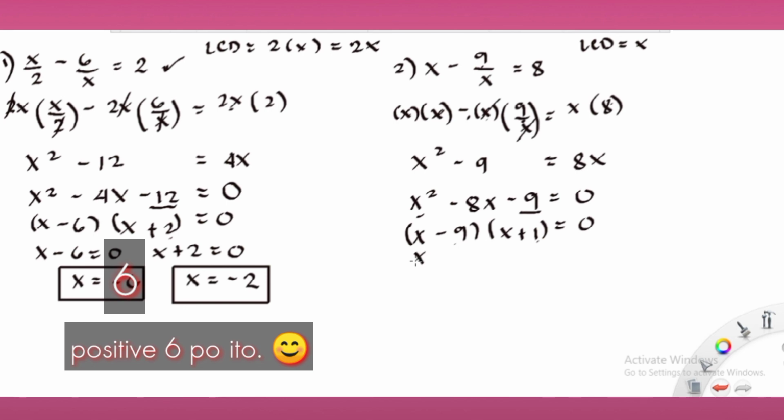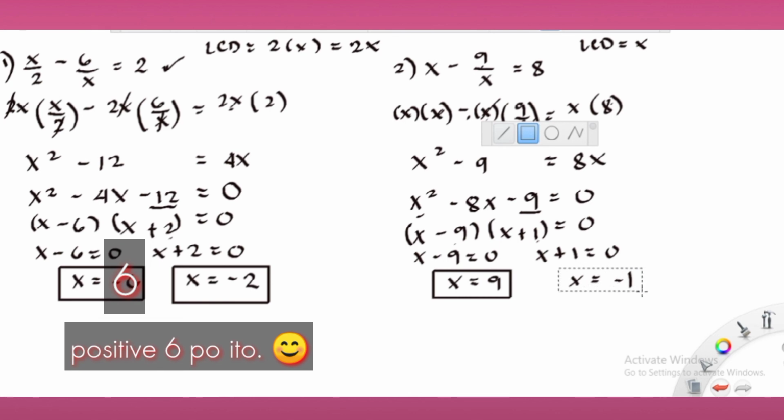Apply zero property, that will become x minus 9 equals 0 and x plus 1 equals 0. Solve for x. So we're going to have x equals 9 and here x equals negative 1. So it means to say that the values of x can be 9 and negative 1. Alright, so these are our solutions. So I hope that you learned a lot from this lesson.